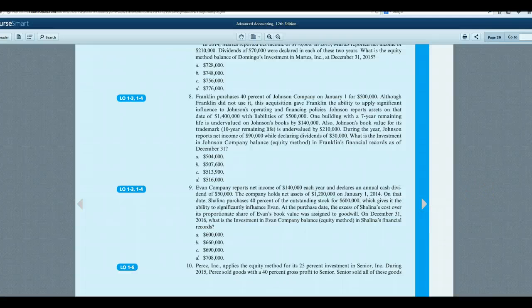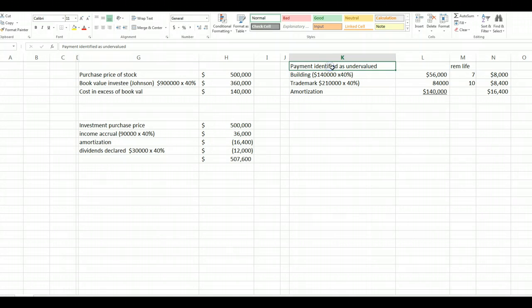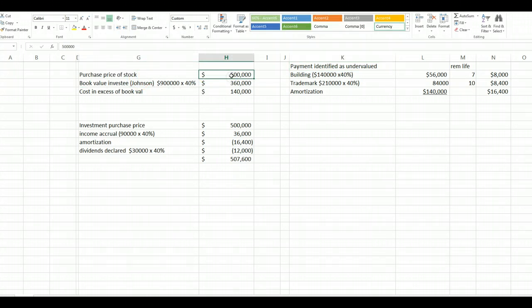If we look here, Evan, net income 140, net assets of 1,200,000, and purchased it for 600,000. So let's start with the purchase price of the stock.